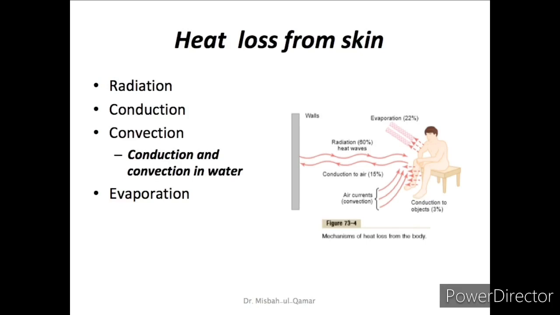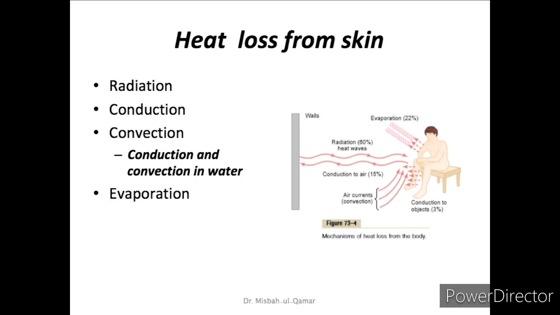Now, what is radiation? You see, radiation is a mode by which heat can be lost from a hot to a cold object in the form of infrared rays. And 60% of total heat loss occurs through radiation. You know that the sun transfers its heat to the earth, so we conclude that radiation can also take place in a vacuum. Just like our body, it can also gain heat via radiation on a hot sunny day.